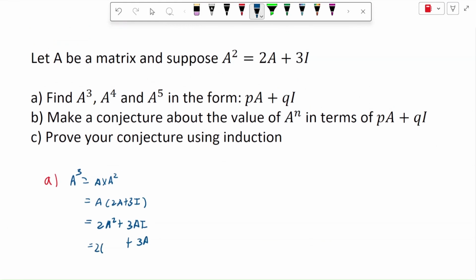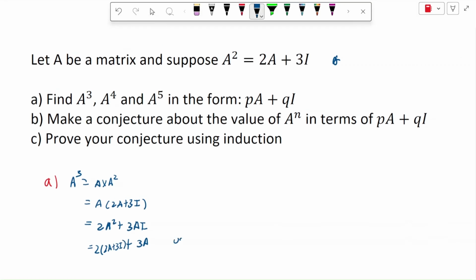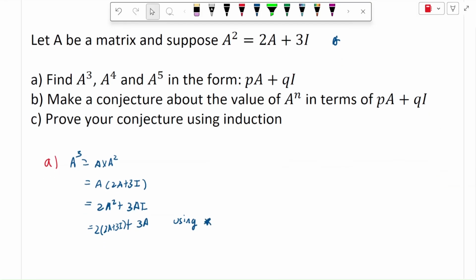And this will be 2. Now I'm going to call this thing star. A squared is 2A plus 3I, just like that. So that's using star. Okay, if we expand this in, that's 4A plus 6I plus 3A. So that becomes 7A plus 6I. All right, wonderful.